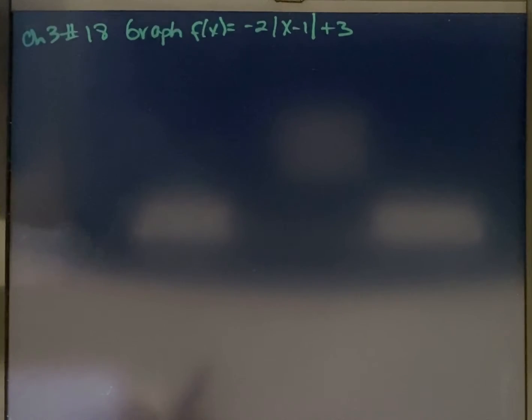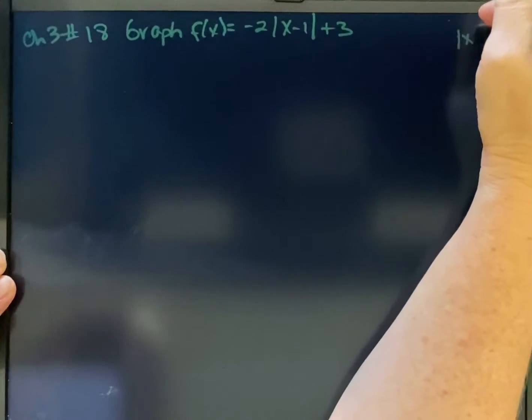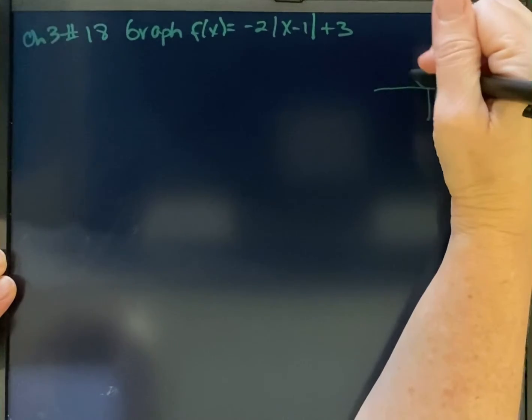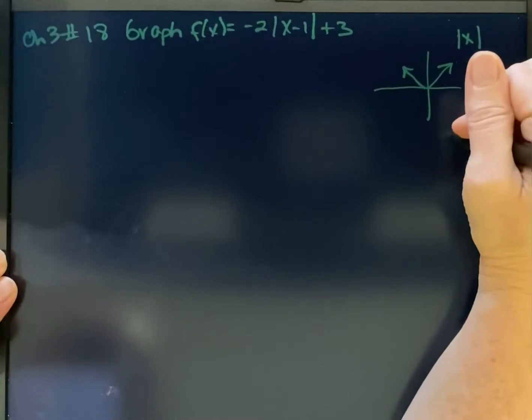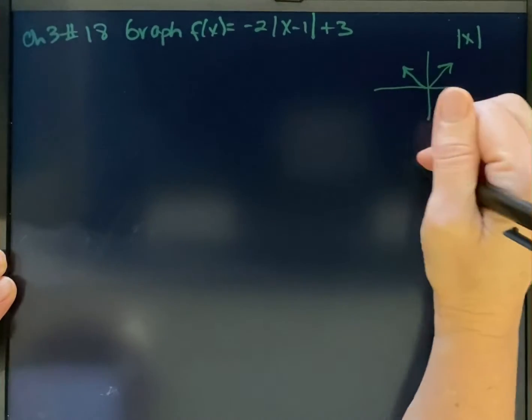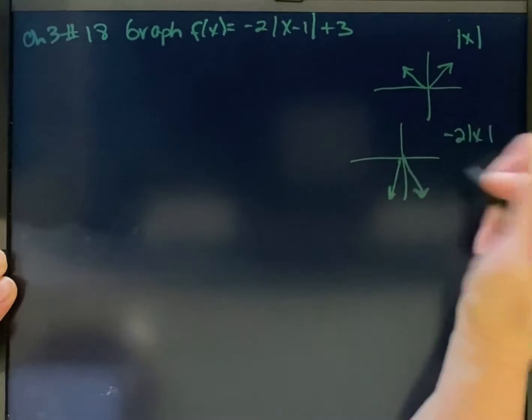This question is asking us to graph the function -2 times the absolute value of x minus 1 plus 3. So we're going to look at the toolkit graph, which would be an absolute value. That typically looks like this. And then from there, let's go ahead and start adding the extra components. So we've got a -2, which means it's going to go down fairly steeply.